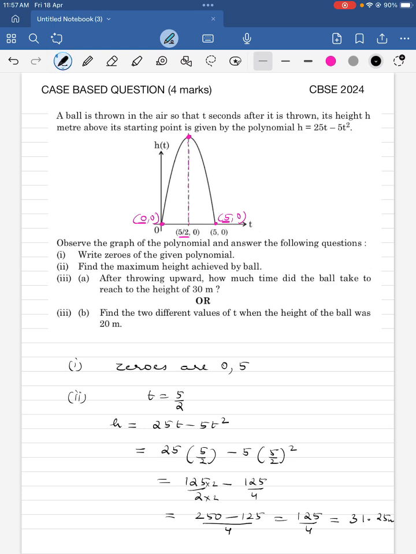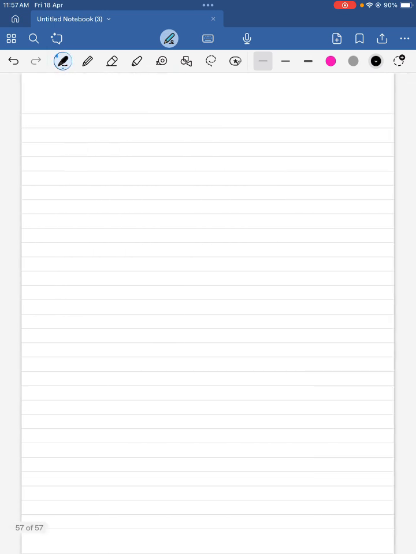Okay. Now in the third part of the question, we have completed the first 2 parts, and now we are trying out the first question in the third part. After throwing upward, how much time did the ball take to reach the height of 30 meters? Here we are expected to find the value of t, and they've given you the value of h as 30 meters.